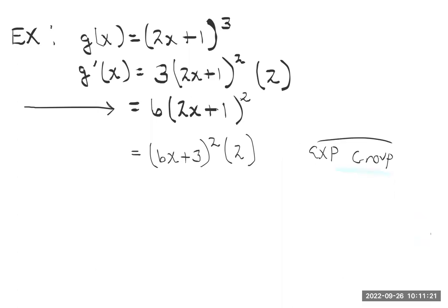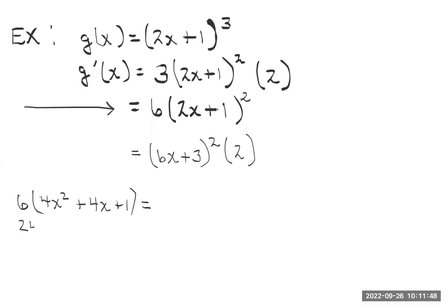So order of operations says when we do this 6 times, I'm supposed to do the exponent first. It's inside parentheses and it's raised to a power. So when I do that, I do 2x plus 1, 2x plus 1. That's 4x squared plus 4x plus 1. And when I multiply that by 6, I have 24x squared, 24x, and 6.